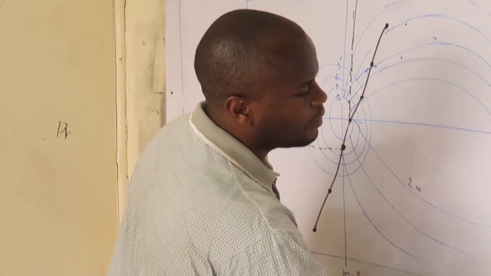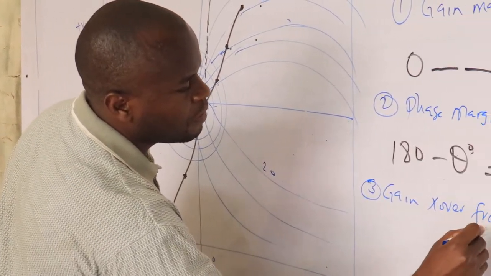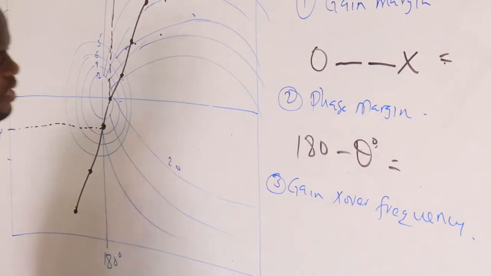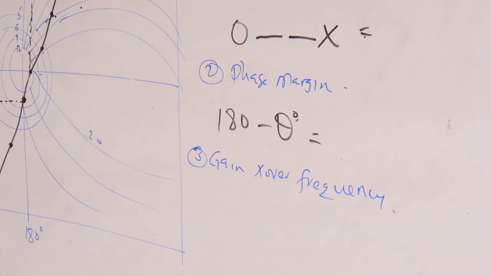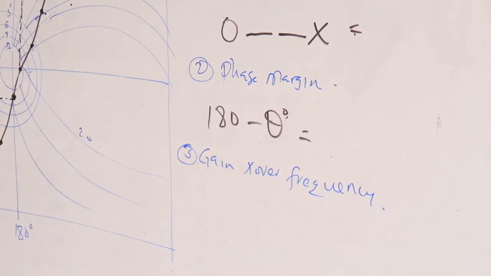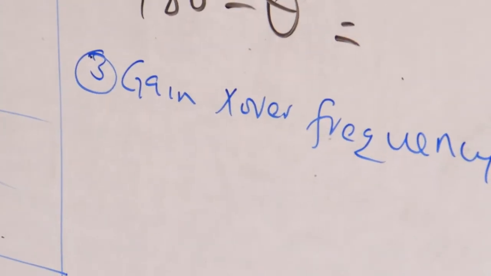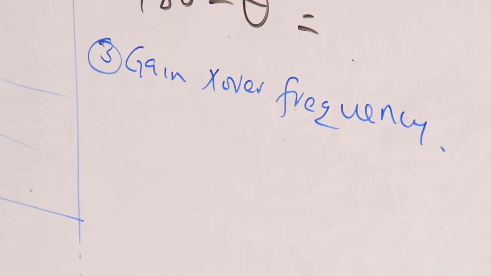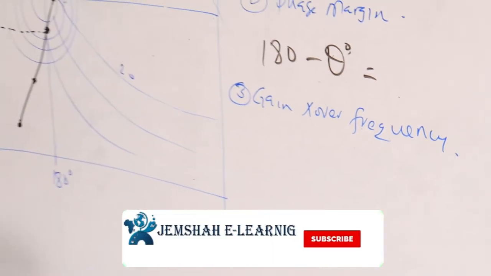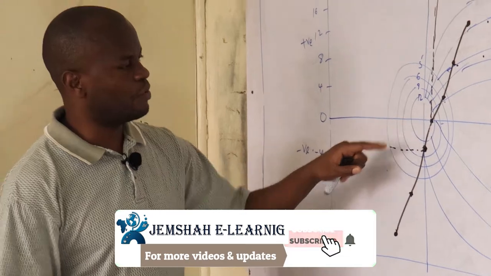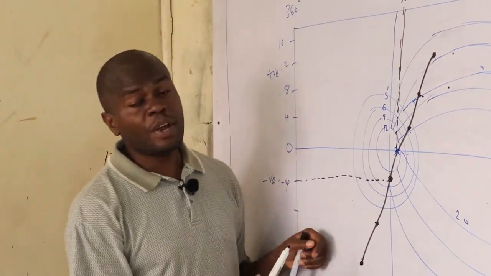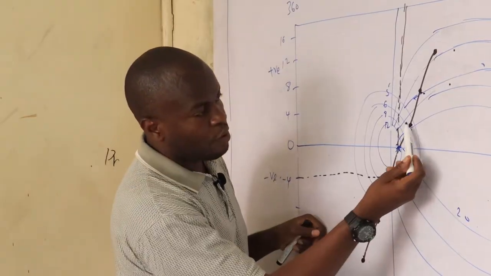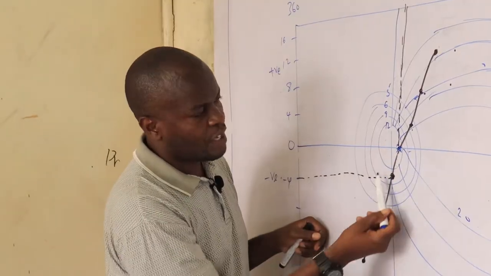Gain crossover frequency. Remember, nothing changes. Where you get the gain margin, you get the phase crossover frequency. And where you get the phase margin, you get the gain crossover frequency. So where do we get the gain crossover frequency? We are going to get it where we got the phase margin. And this one, you are going to interpolate from the frequencies that you are writing in between.